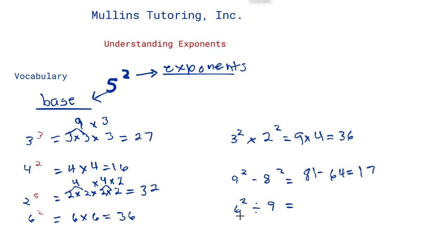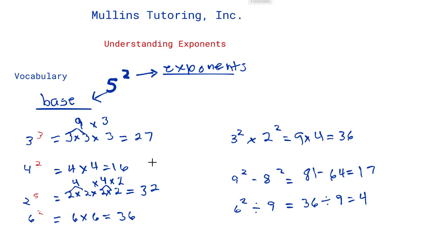In the last problem, we have 6 squared divided by 9. So we're going to do our exponent first. So 6 times 6 is 36, divided by 9, and that would give us 4.